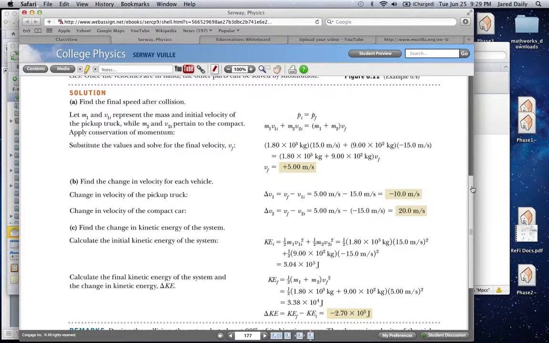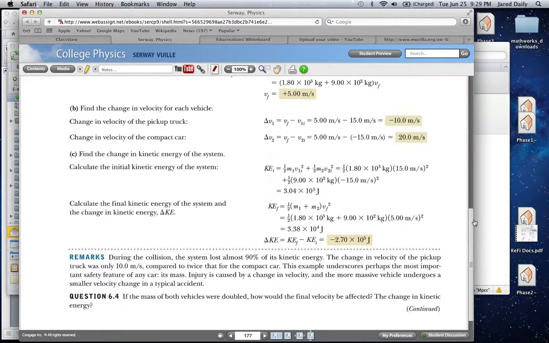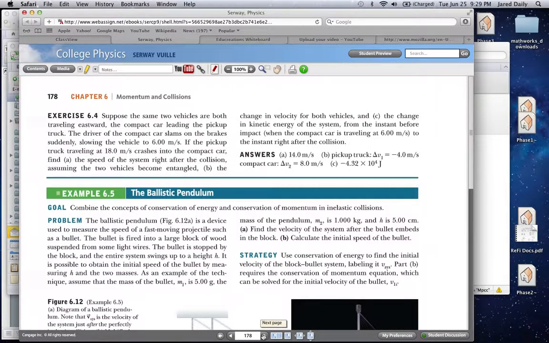You lose so much energy in that inelastic collision, the bending and deforming of the cars as they connect themselves together, crush up and everything else. So lots of energy loss in the collision.